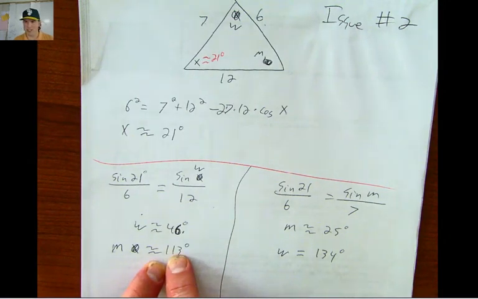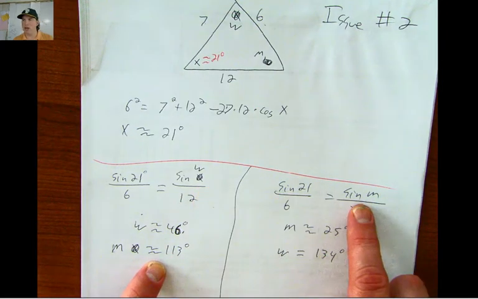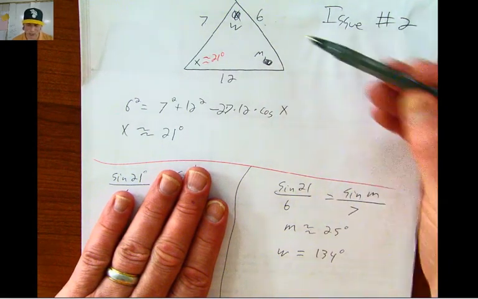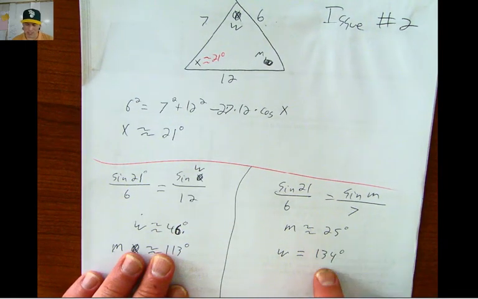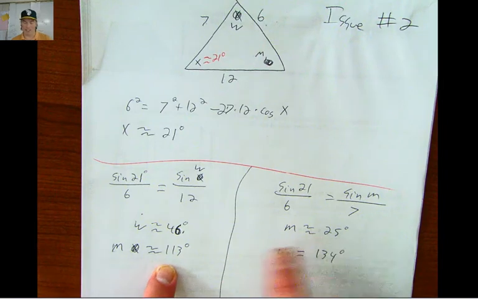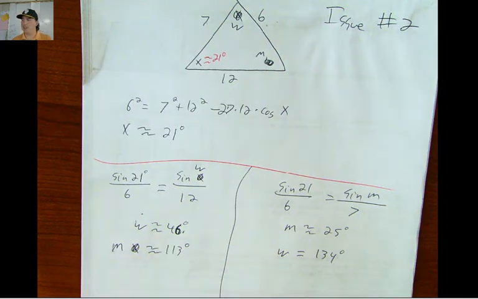These are both approximates. But what if instead of using law of sines to find w, I used law of sines to find m? So sine of 21 over 6 is equal to sine of m over 7. M in that case works out to be 25 degrees, and w works out to be 134 degrees. So on one hand, m was this, on the other hand, m was that, or w is this, or w is that. It gets really confusing, and that's because you didn't follow the advice. So trust Elliot, and don't use law of sines.